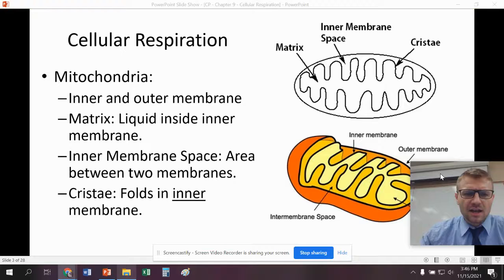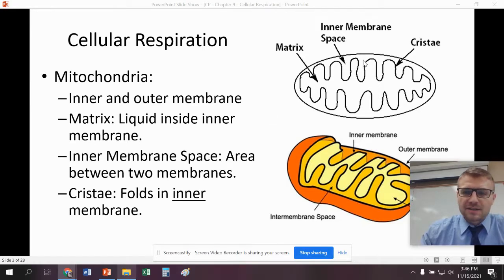Now, a couple of different parts of the mitochondria that we're going to need to know going forward. You have two membranes, an inner and outer membrane, in this mitochondria. Remember, this is where cellular respiration is going to occur. Remember from chapter 7, we talked about how this is where we produce our ATP. Now, the matrix, you can see here, the matrix is the location inside the mitochondria. This is where a couple of the steps are going to occur. This is like the cytoplasm of the mitochondria.